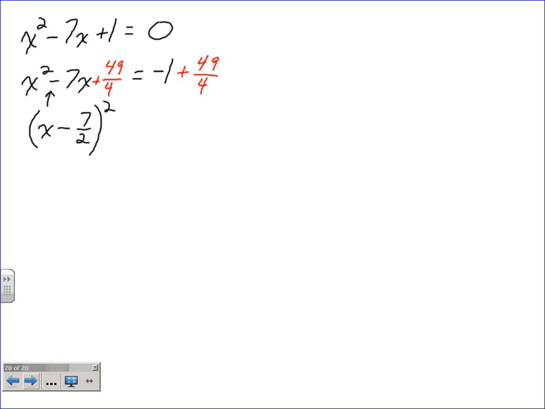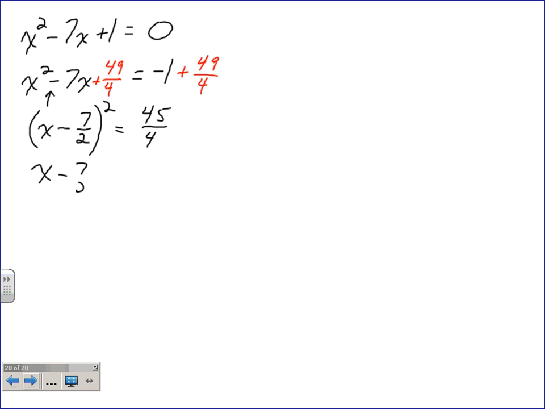And if you don't like working with fractions, we know how to put this into our calculator. You're going to get a decimal value and then change it back over to fractions. And we all know how to do that. Or, if you like working with fractions, negative 4 over 4 plus 49 over 4 will give you 45 over 4. Negative 1 is negative 4 over 4, so we have a common denominator. And now we can square root both sides.